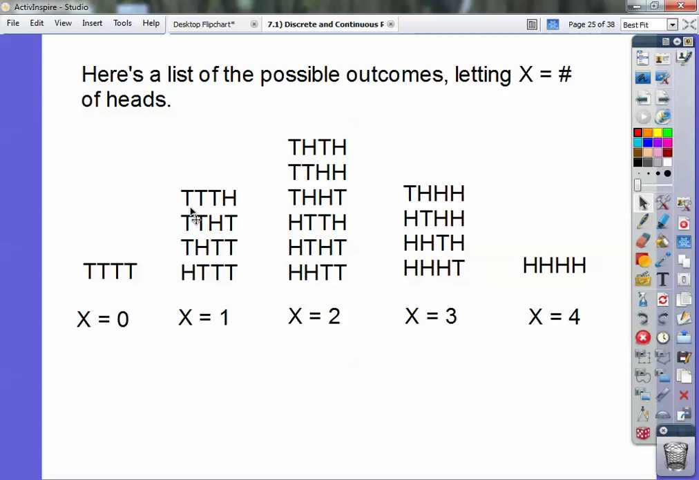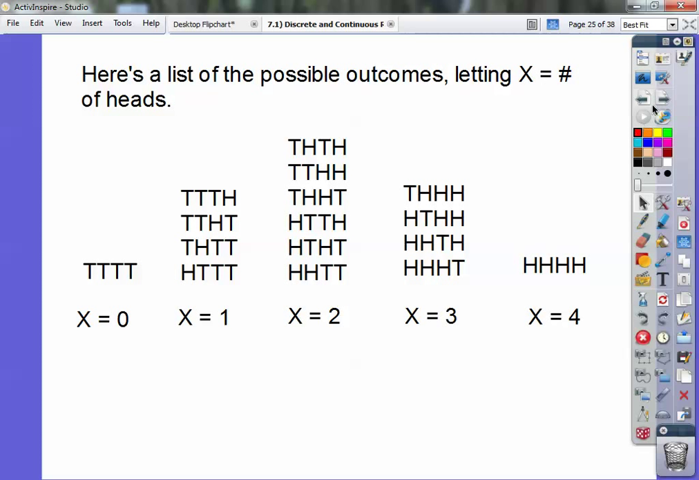Okay, it's hard to see, you guys. Tails, tails, tails, heads; tails, tails, heads, tails. So I'm just floating that heads through there. Okay, x equals 2, you can get 6 of them when you're tossing a coin 4 times. Here's x equals 3 and x equals 4.